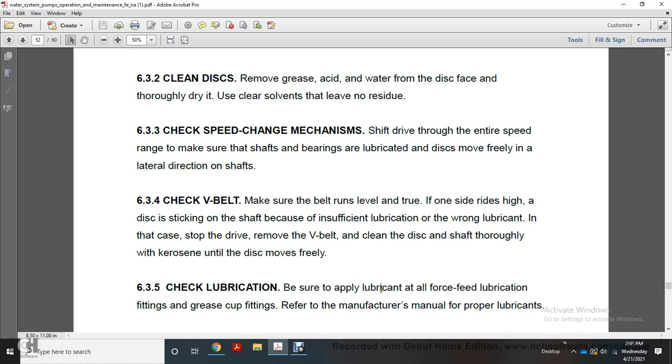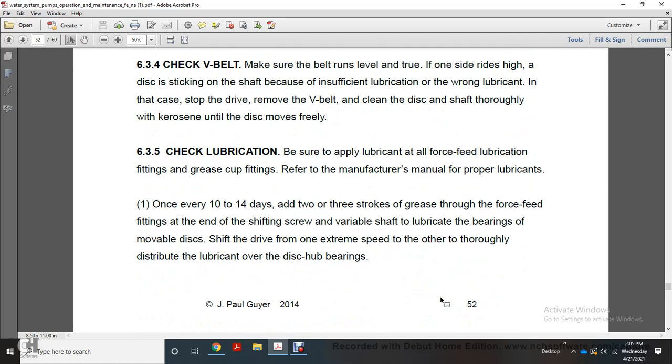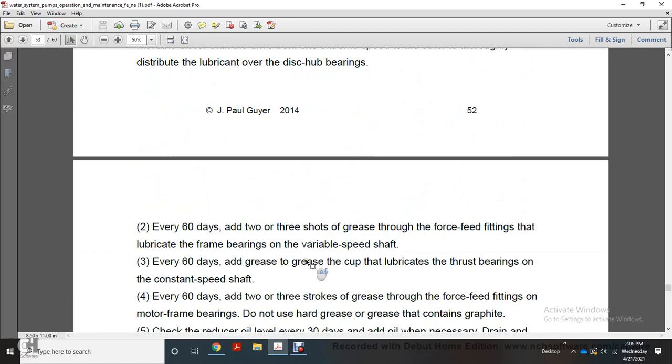Check lubrication. Make sure that lubricant is applied at all speeds. For lubricant fittings and grease cup fittings, read the manufacturer's manual for proper lubrication. Once every 10 to 14 days, add 2 to 3 strokes of grease to the fittings. Lubricate the bearings at the end of the shifting screw and the variable shaft. With the movable disc, shift the drive to one extreme speed, then the other, to thoroughly distribute lubricant over the disc cup bearings.